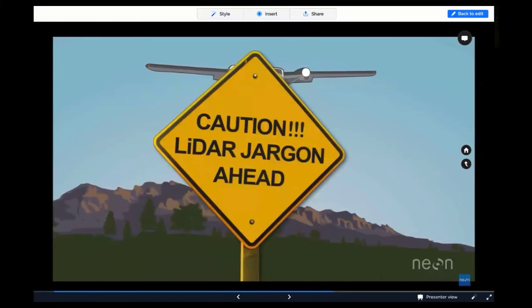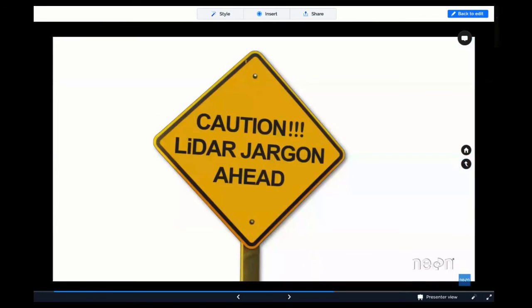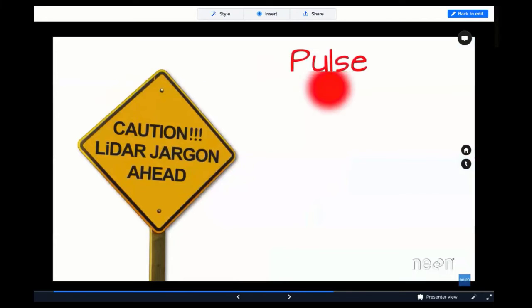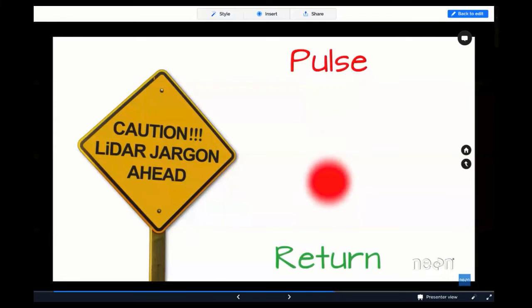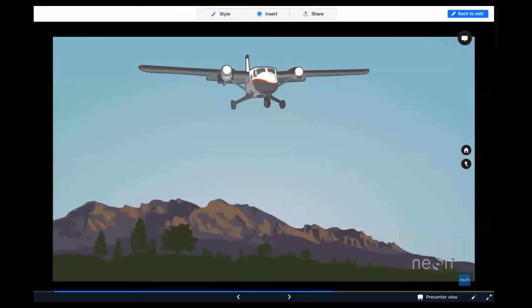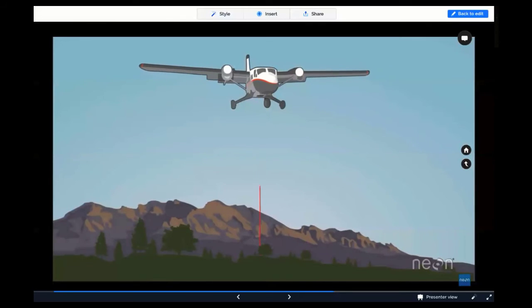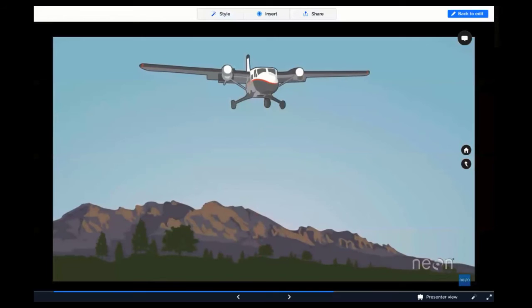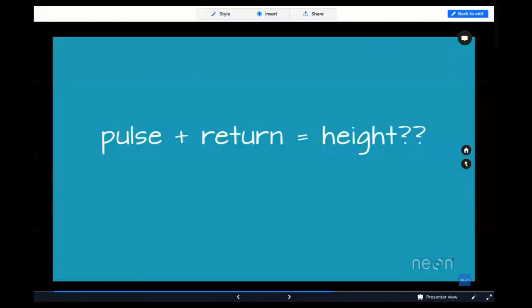Now, before we go any further, let's get 2 key LiDAR terms associated with this emitted light energy out of the way. So we can speak LiDAR and all. First, let's define the word pulse. A pulse simply refers to a burst of light energy that is emitted by the LiDAR system. And second, let's define the word return. Return refers to reflected light energy that has been recorded by the LiDAR sensor. So pulses of light energy travel to the ground and return back to the LiDAR sensor. Now we're speaking LiDAR.